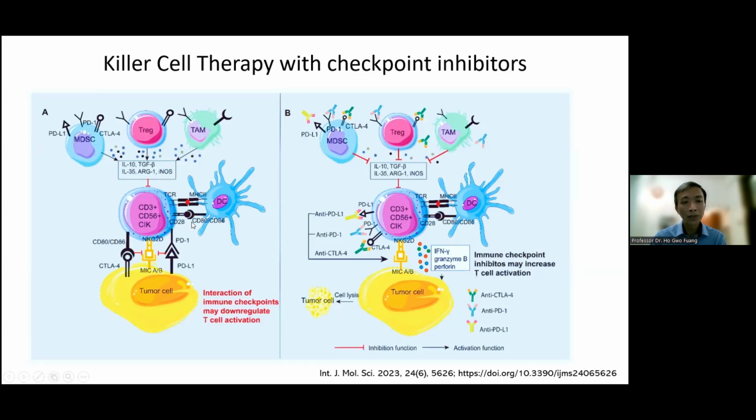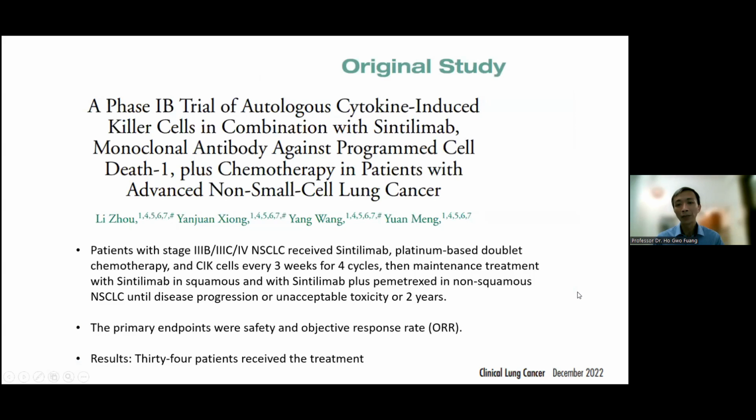So this is activation, but it can be inhibited by the tumor cells via the PD-L1, PD-1 interaction that we know well about, and also the CTLA-4, CD80 interaction, B7-1, B7-2. So if you inhibit these checkpoints, then you can activate the T cells again. So that is the idea of the current antibody immunotherapy, the checkpoint inhibitor.